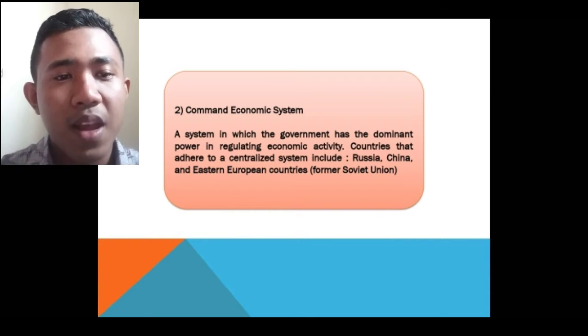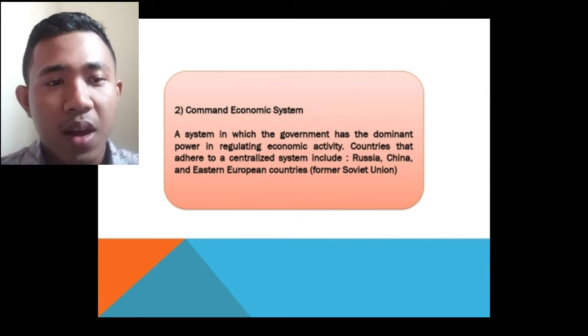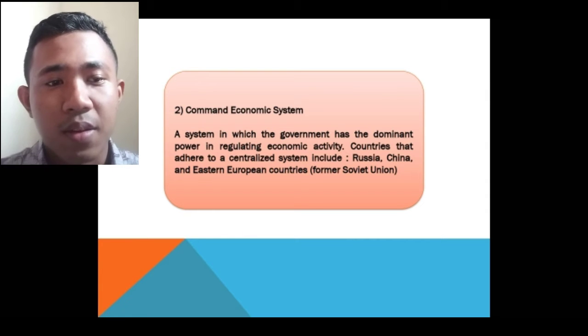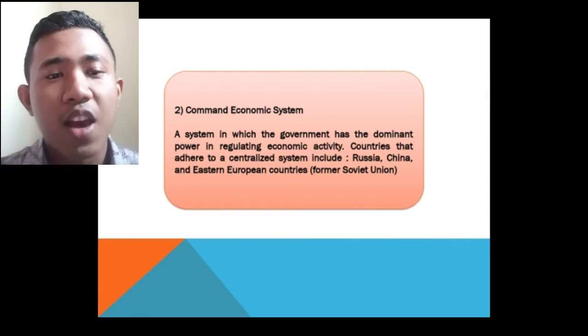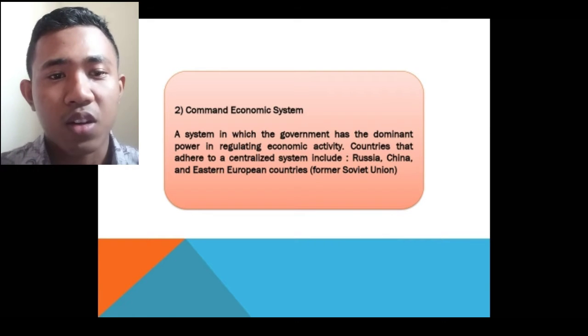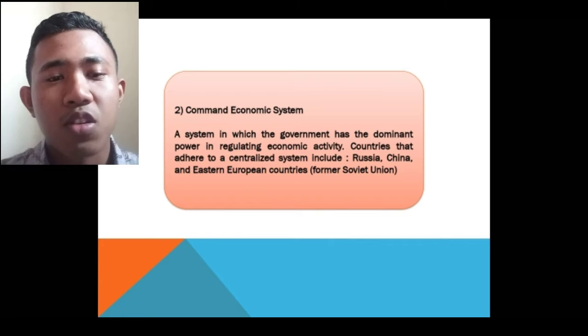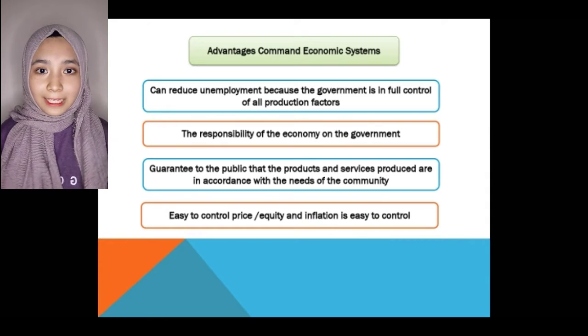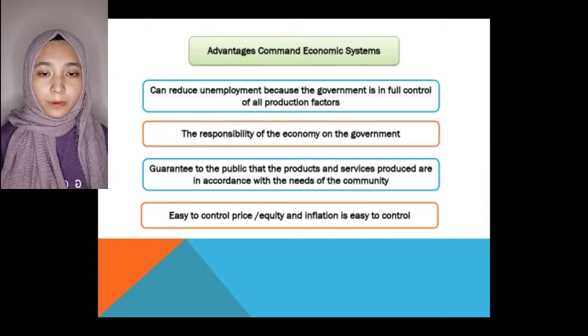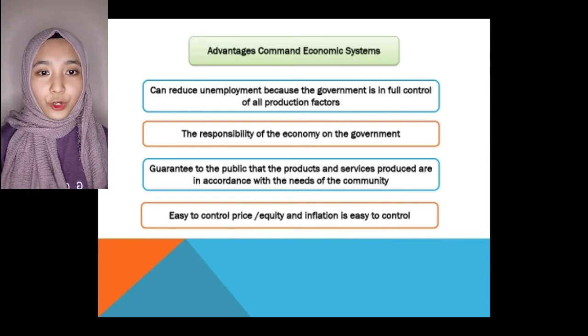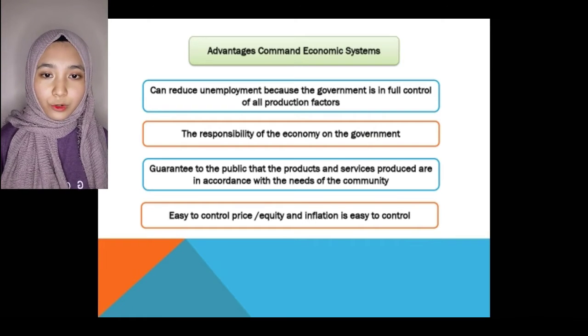2. Command economic system. A system in which the government has the dominant power in regulating economic activities. Countries that adhere to a centralized system include Russia, China, and Eastern European countries, the former Soviet Union. Advantage of the command economic system: it can reduce unemployment because the government has full control of all production factors.